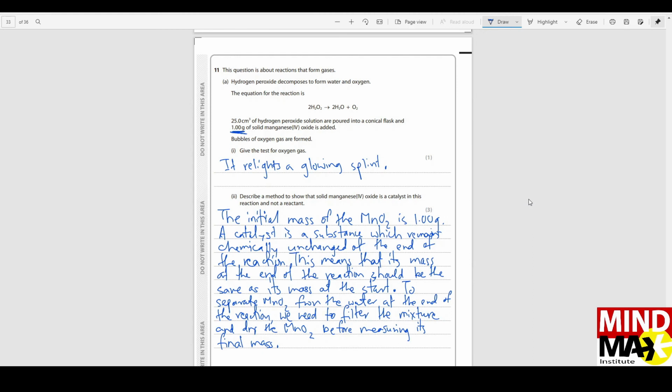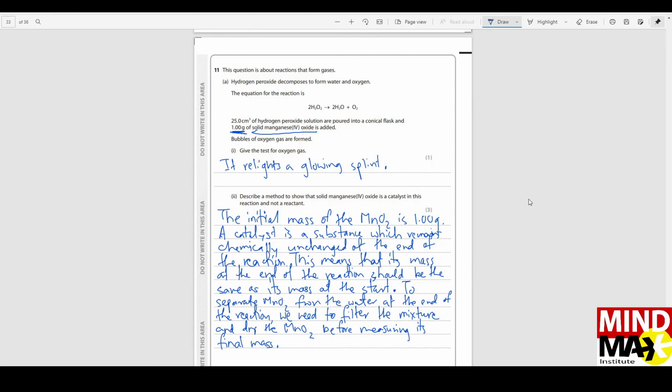So because it's solid manganese 4 oxide, we can filter it out. It doesn't dissolve, right? We can filter it out. So what's going to happen is, first we carry out the reaction, and then after the reaction is over, we filter the mixture.